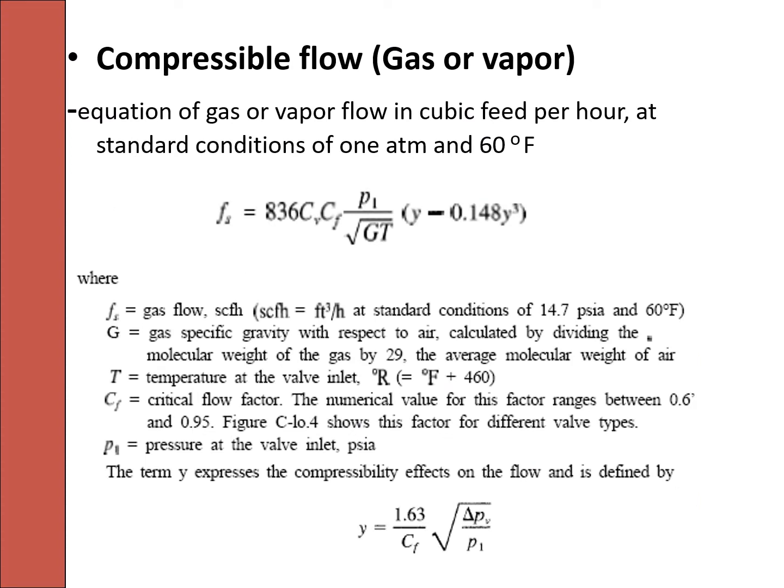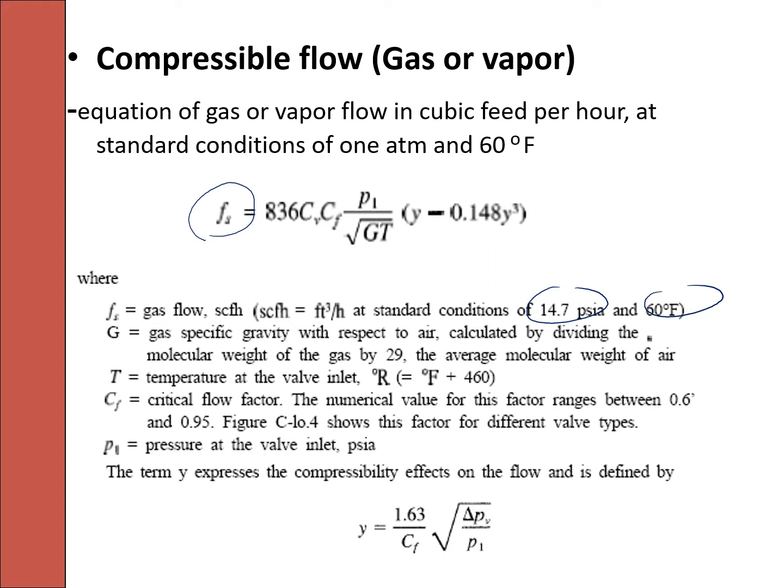Okay, for the compressible flow, which is gas or vapor, we can use the equation of gas or vapor flow, which is Fs. The unit of Fs is cubic feet per hour, and the standard condition is 14.7 psia and 60 degrees Fahrenheit. For the gas specific gravity, basically we refer to the air density.